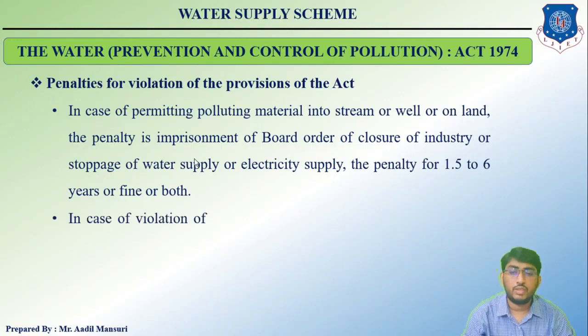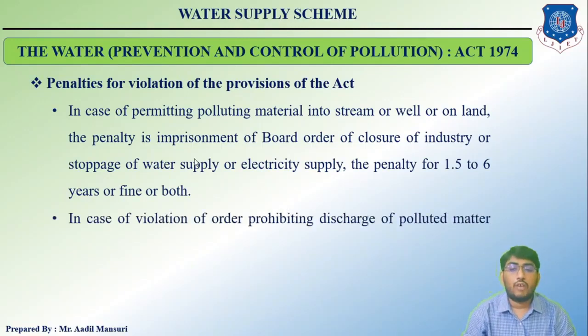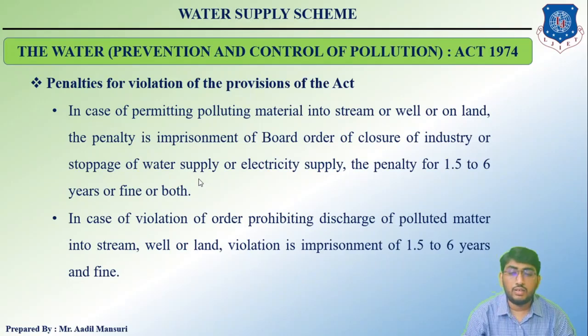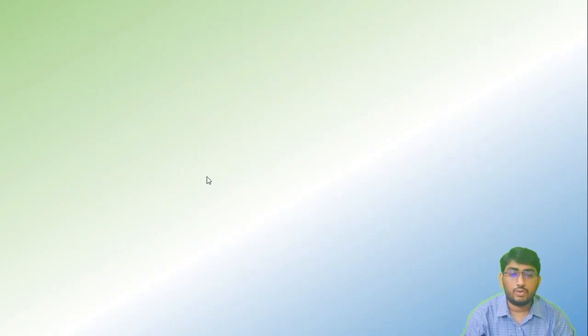Clear? Then in case of violation of an order prohibiting discharge of polluted matter into streams, wells or land, the penalty is imprisonment of 1.5 to 6 years and fine. So this is quite a theoretical portion, right? This was about the Water Prevention and Control Act 1974.